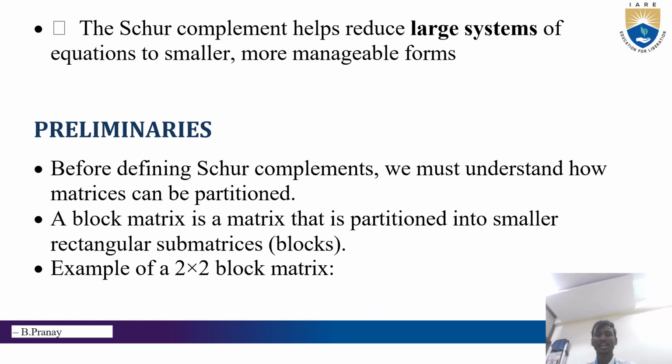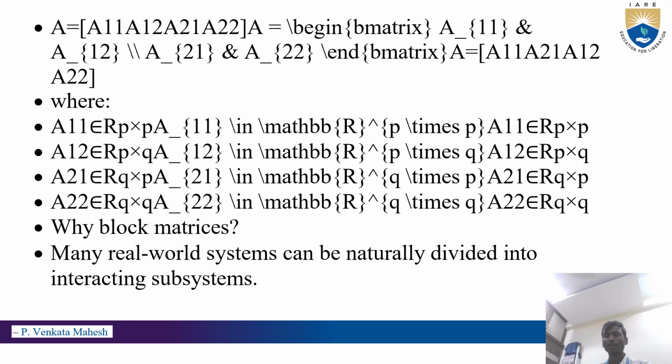Let's take a block matrix. A block matrix is a matrix that is partitioned into smaller rectangular matrices. For example, let's take a 2 by 2 block matrix with A11, A12, A21, A22. These are the blocks, where A11 belongs to R^(p×p), A12 belongs to R^(p×q), A21 belongs to R^(q×p), and A22 belongs to R^(q×q), where p plus q is equal to n.